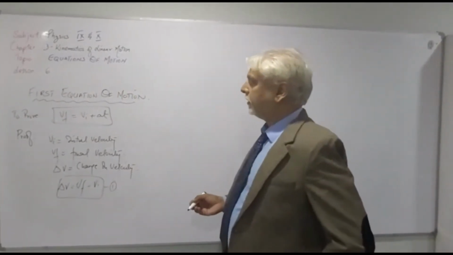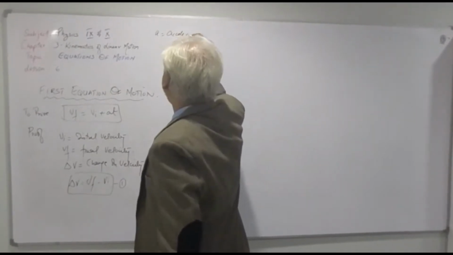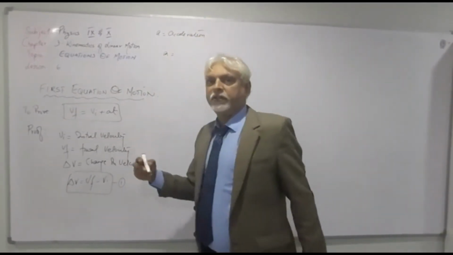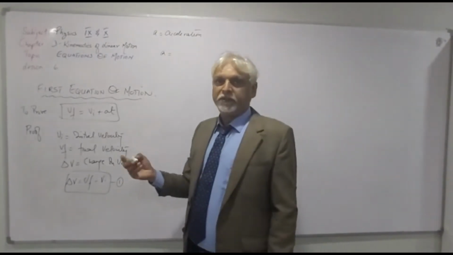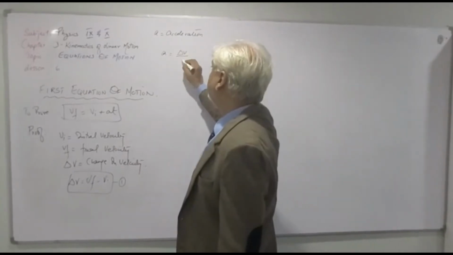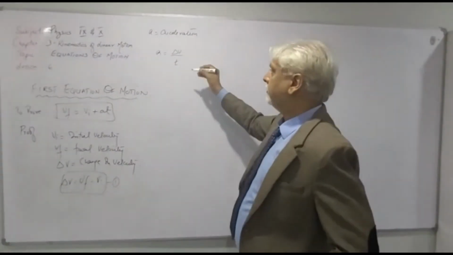Now we know, according to the definition of acceleration, if A is the acceleration, acceleration is defined as the rate of change in velocity. When I say the rate, it means per time. So the change in velocity upon time taken. This is what acceleration is defined as, the rate of change in velocity.